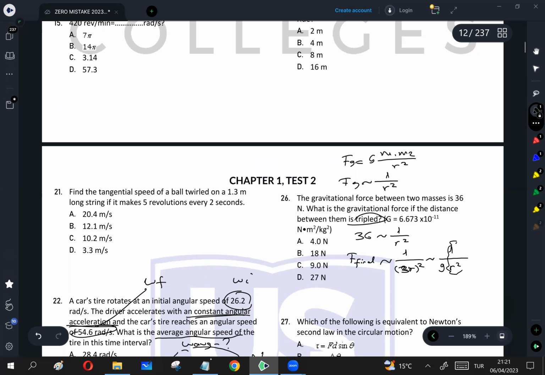So 1 over r squared corresponds to 36, and I will write 36 in here. If we divide 36 by 9, because the denominator is 9, it's going to be 4 Newton. 4 Newton is the correct answer.